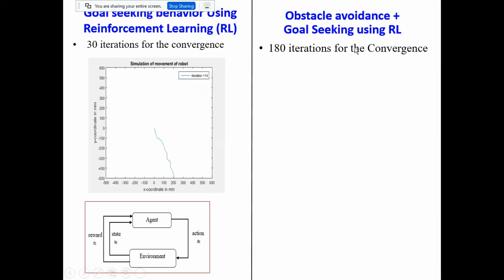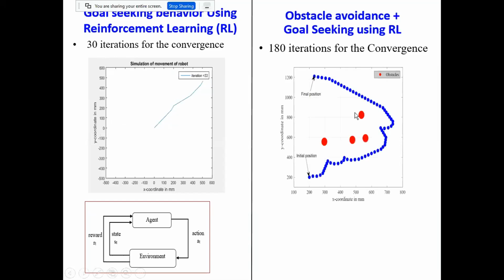Also, we are doing the goal seeking algorithm. You'll see one more here. We are defining the initial point and final point. It will search various alternatives from the initial position to the final position, avoiding the obstacles. Nowadays, artificial intelligence techniques like reinforcement learning or deep learning are playing a major role.